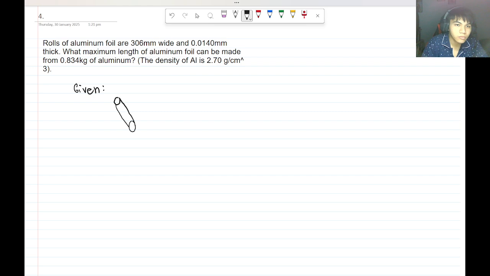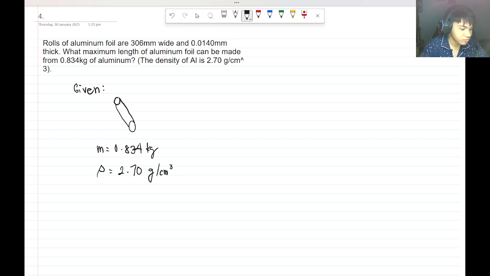The roll. Okay. It's not the best drawing, but it gets the job done. So its mass is 0.834 kilograms. The density is 2.70 grams per cubic centimeter.